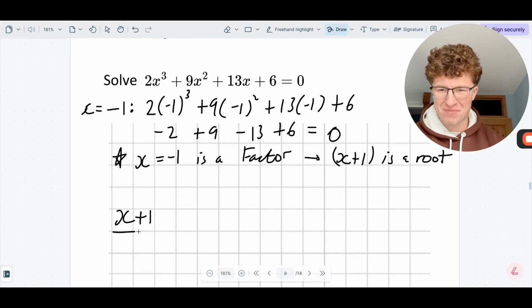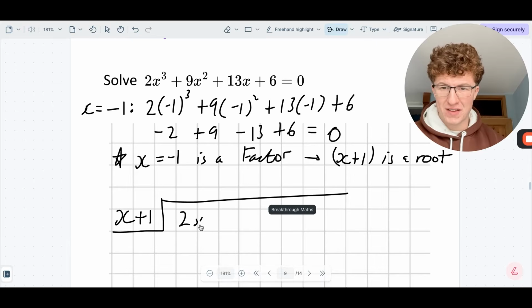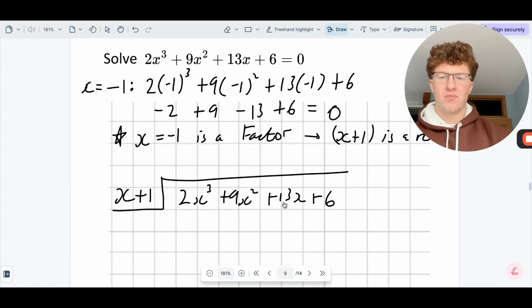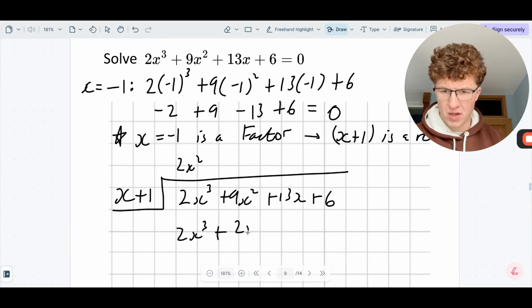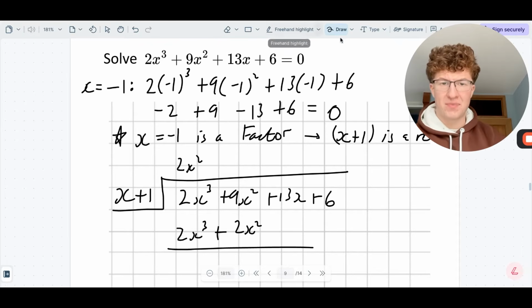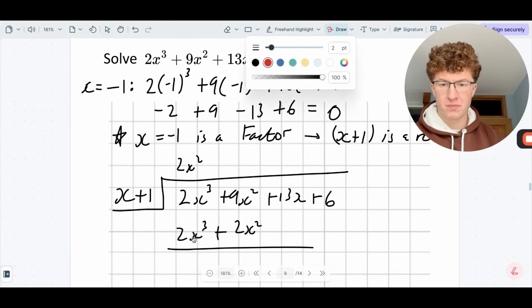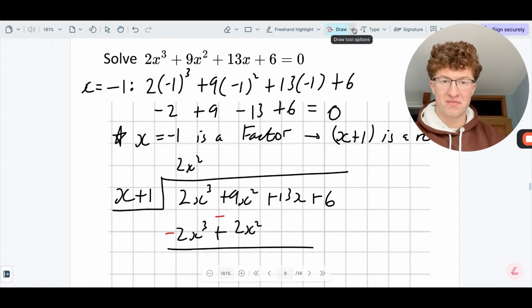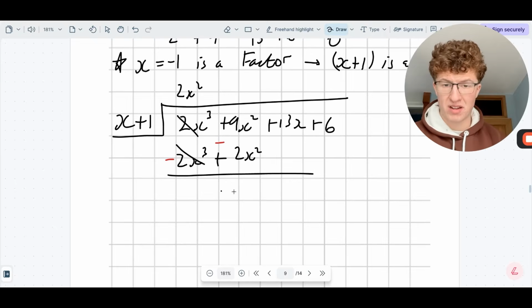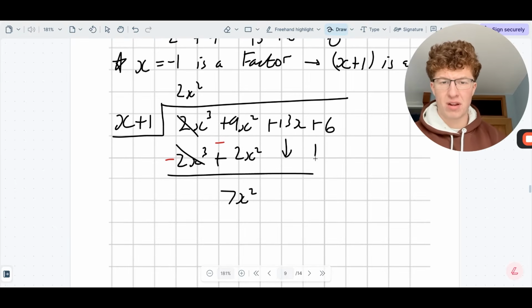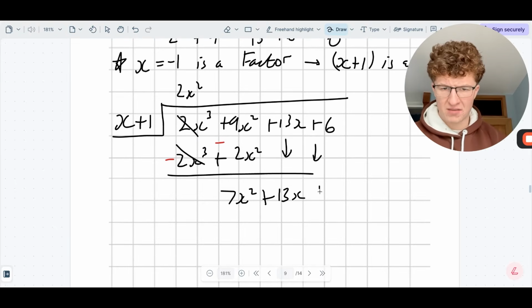Long division, x plus 1. We're going to divide that into 2x cubed plus 9x squared plus 13x plus 6. You already know the method. We're going to divide into the first number, 2x squared, multiply down, 2x cubed plus 2x squared. Draw the line, flip the sign. That'll become a minus, that'll become a minus. Then we can cancel the 2x cubeds. And we're going to have 9x squared minus 2x squared. That's going to be 7x squared. Bring down these guys. Plus 13x plus 6.